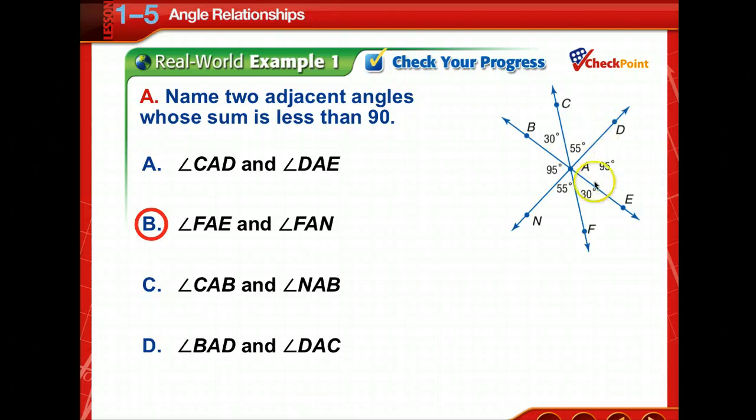Awesome. FAE, so FAE is 30 and FAN is 55. So together they're adjacent, they're next to each other, they share a common side, but no shared interior points. And their sum is 85, so that's less than 90.